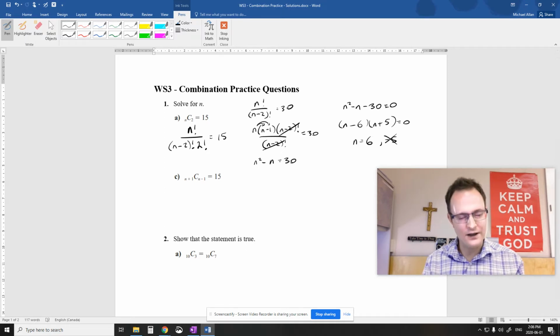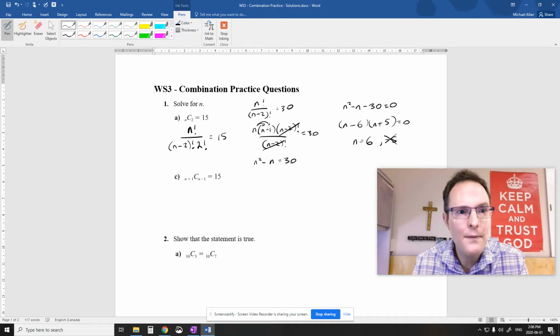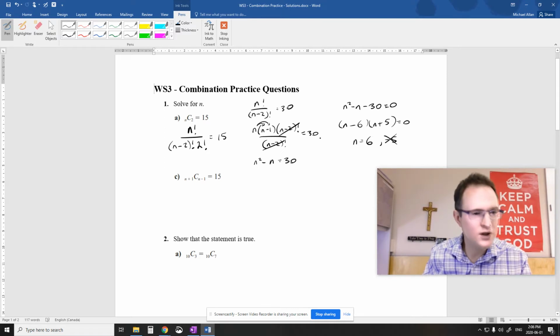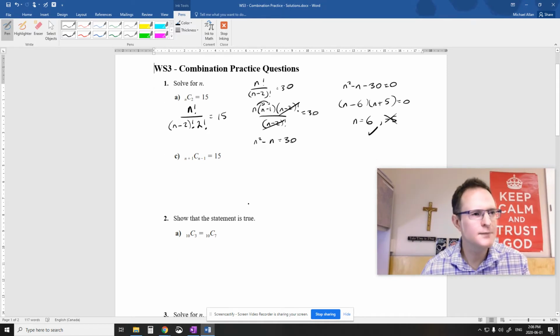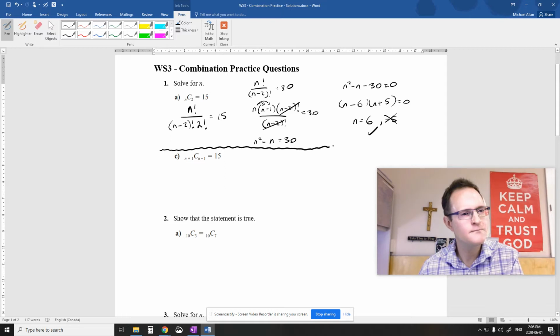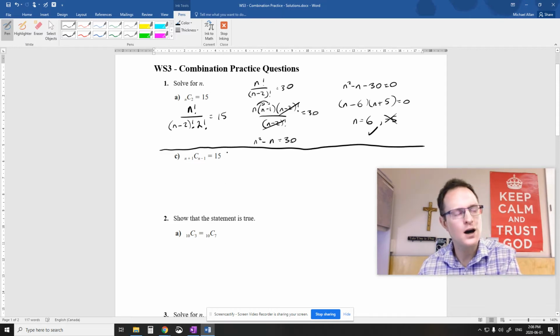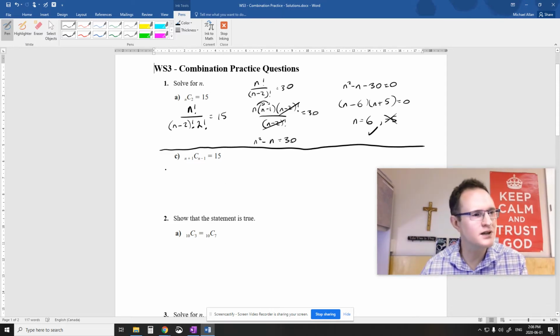I'm just going to put it in my calculator here. Use n, math, for the C, and then put a 2 there. Yeah, I get 15. 6C2 is 15, so that does work out. So we can do this algebraically. Let's see if we can do this one algebraically. I'm going to give myself a little bit more space here.